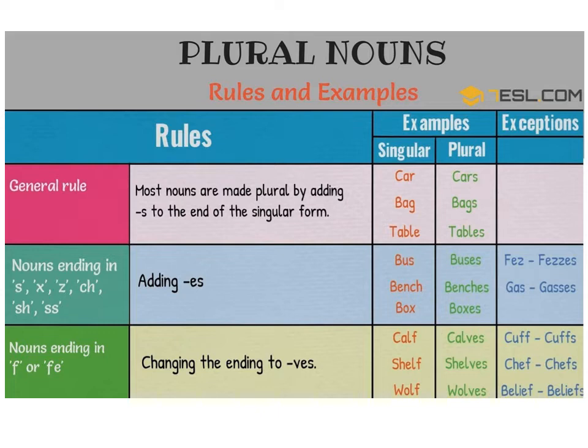The last one is wolf. We replace it with VES, and now it's wolves. But there are some exemptions. Cough, if it's double F, we put S on it, it's cuffs. And then for chef, chefs. And then belief, beliefs, not believes. Okay, belief, beliefs. Okay?